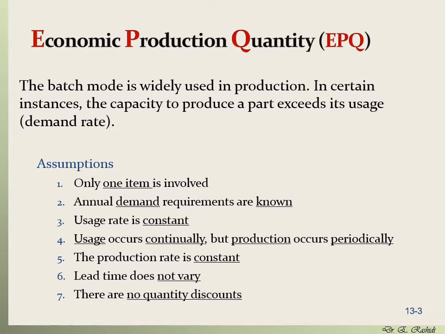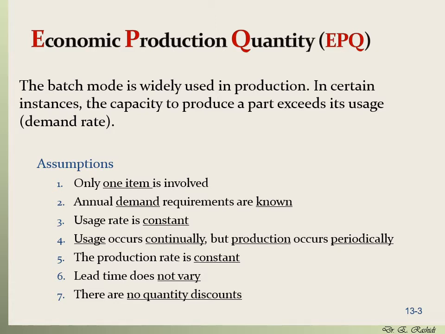For this model, there are certain assumptions that are made to be able to use the model. One is, similar to the previous model, only one item or one product is studied here. So only one product is involved, and we assume that annual demand is known. So we assume that we have made a forecast for the demand, and that is what it is. This is an unrealistic assumption. We don't really know the demand, but we can make a forecast for it.